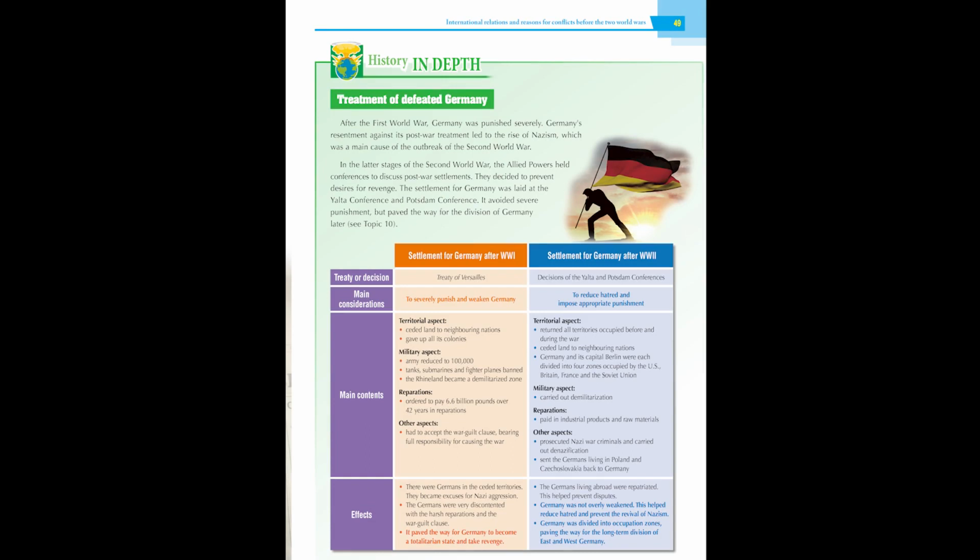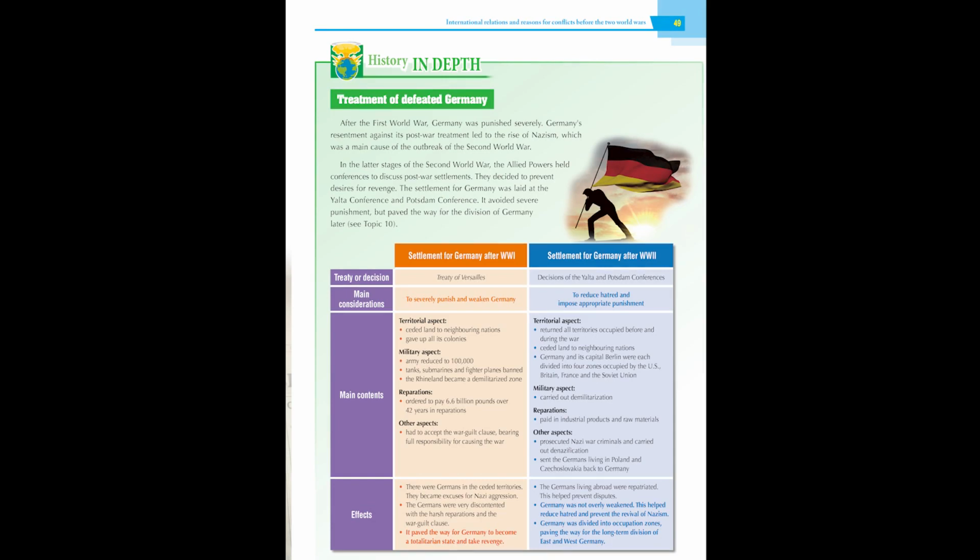Settlement for Germany after the Second World War. Decisions of the Yalta and Potsdam conferences. To reduce hatred and impose appropriate punishment. Territorial aspect. Returned all territories occupied before and during the war. Ceded land to neighboring nations. Germany and its capital Berlin were each divided into 4 zones occupied by the US, Britain, France, and the Soviet Union. Military aspect, carried out demilitarization.